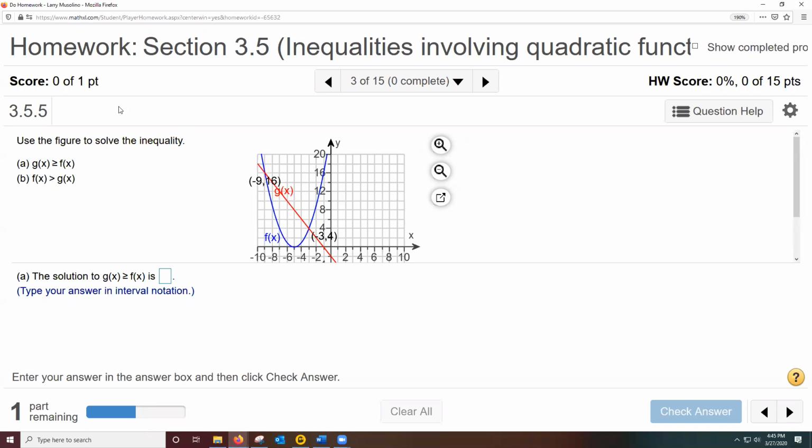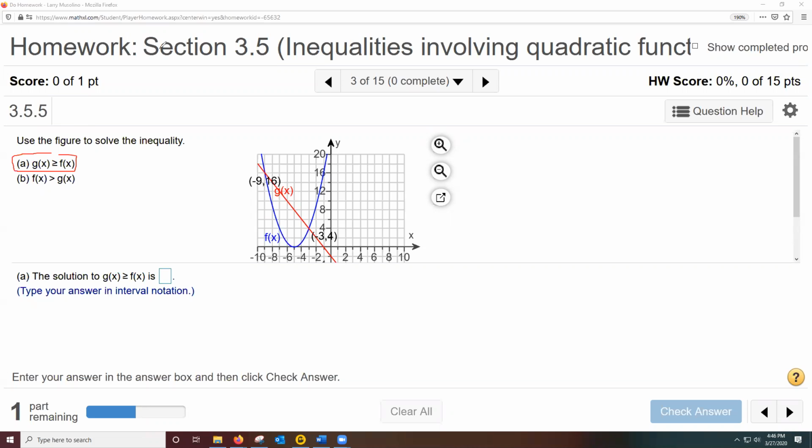All right, let's go to part A. Part A says, what part of this graph corresponds to g of x being greater than or equal to f of x? Really, for that, they're asking me, where is the red line above the blue line? Because if g of x is greater than f of x, it must be that the y values for g of x are above or greater than the y values for f of x.